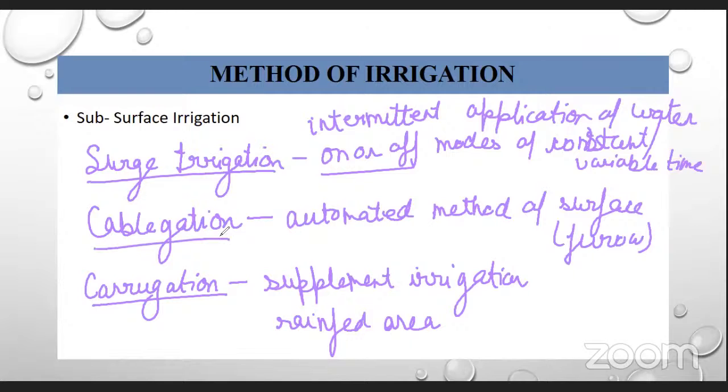Cablegation is usually known as the automated method of surface irrigation, and corrugation is supplement irrigation. And corrugation is usually for supplemental irrigation, which is practiced in rain fed areas. Okay.